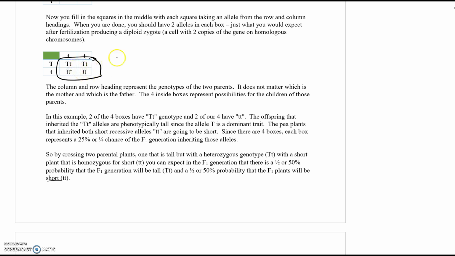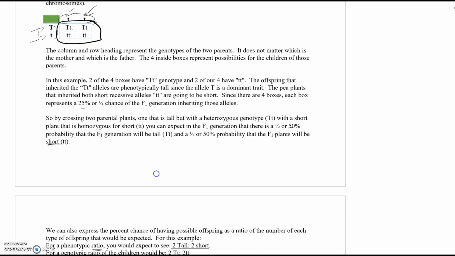There's always going to be 4 possibilities because every parent has 2 alleles, and 2 times 2 is 4. And each of these is equally likely to occur because each parent is equally likely to donate either of their 2 alleles. So because there are 4 boxes and each is equally likely to occur, there's a 1 in 4 chance, or 25% chance, of each of these boxes occurring in the offspring. So we can express this in a couple different ways. We can express this as the percent chance of an offspring having a particular genotype or phenotype, or we could express it as the ratio of phenotypes or genotypes we would expect to see in the offspring.